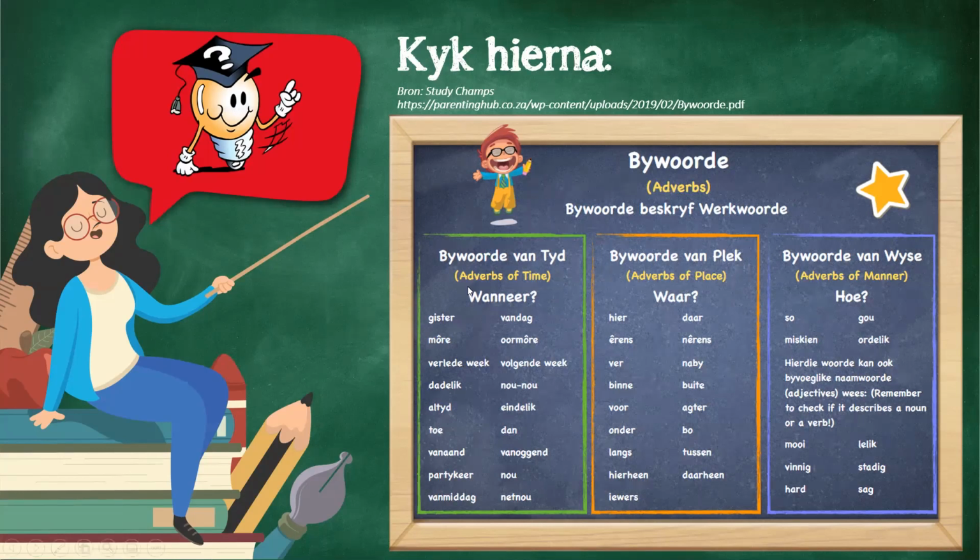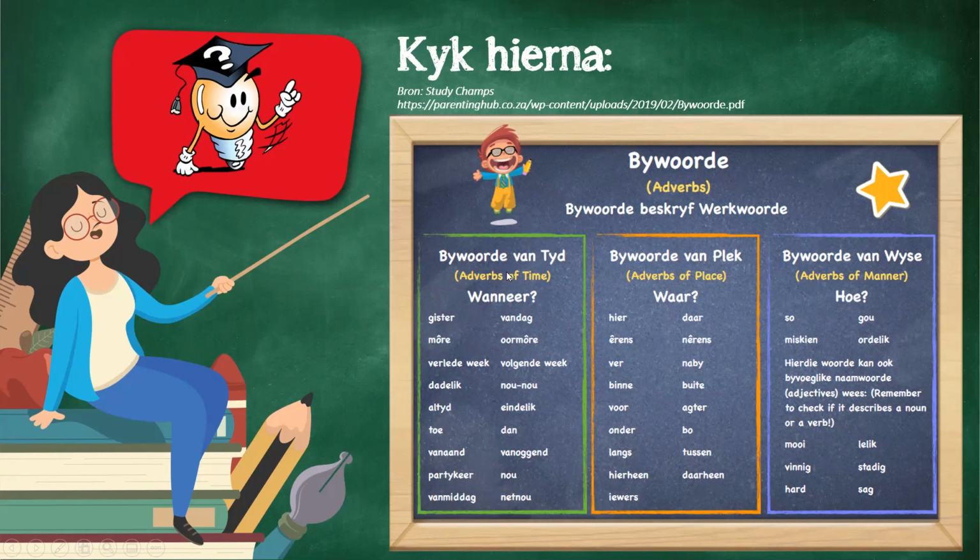Welcome back, Tabile. All right, and let's start with bywoorde van tyd. Wanneer vind iets plaas? So if I've got a sentence, some word in that sentence will tell me when the verb is taking place. So for instance, gister, vandag, môre, oormôre, verlede week, volgende week, dadelik, nou, altyd, eindelik, toe, dan, vanaand, vanoggend, partykeer, nou, vanmiddag en net nou. So it might be one of those words. I actually think there's quite a few more, but these are the words that will describe the verb in terms of time.